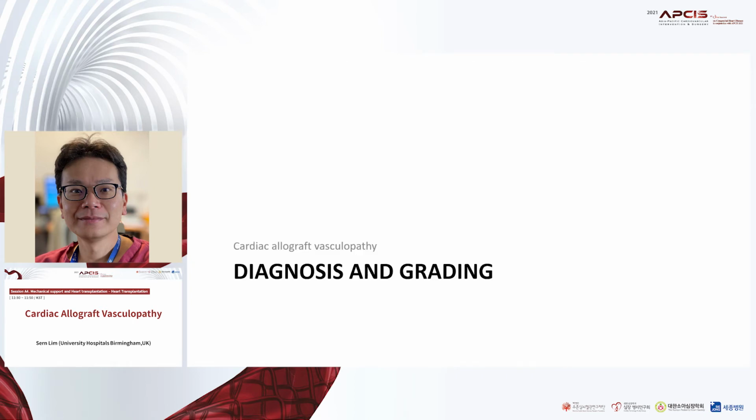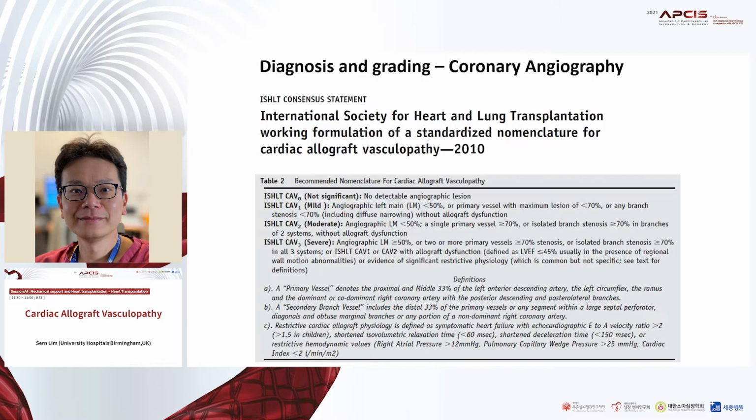Which leads me to the diagnosis and classification of this condition. In 2010, the ISHLT came up with a document to describe the nomenclature of vasculopathy. And you will notice that this is primarily an angiographic classification system. There is some mention of graft function, such as LVEF, but this is largely a description based on coronary angiography.